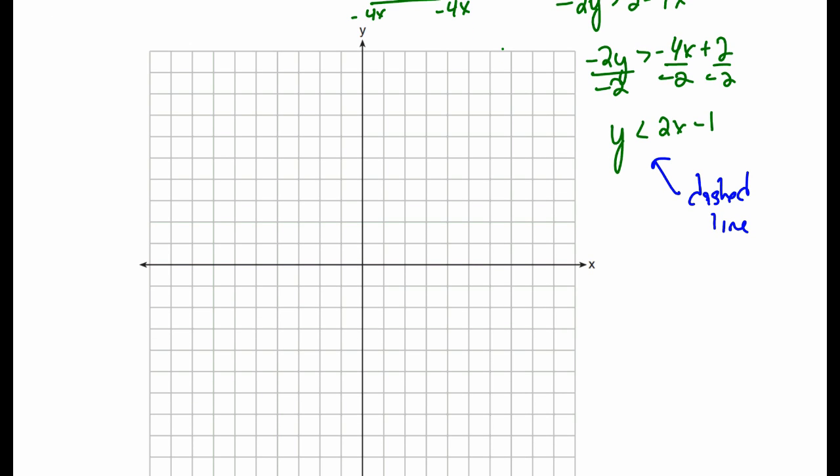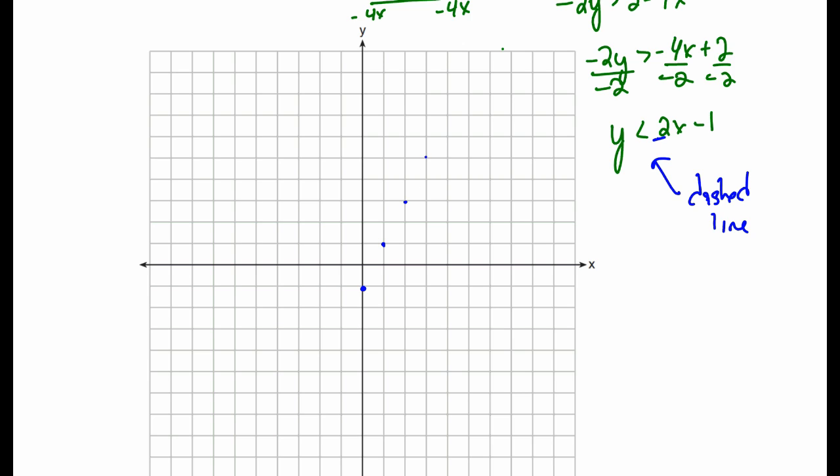Well, how do I graph that line? It has a y-intercept of -1 and a slope of 2. So I go up 2, right 1, up 2, right 1. Now plot these points. Let's start over because that was a mess. Had dots everywhere.